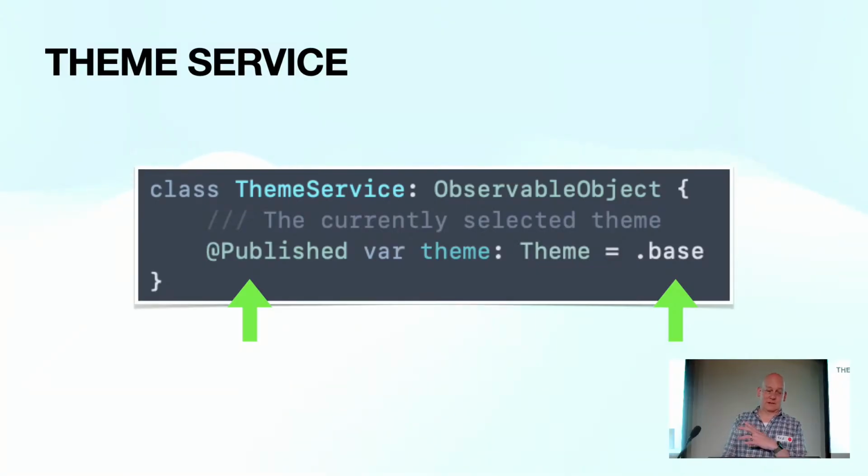And basically this consists of a published value, which is the current theme. And that's it. But that doesn't really work if you restart the app, because it's setting the theme to the base theme every single time we restart the app. We want to persist the theme.